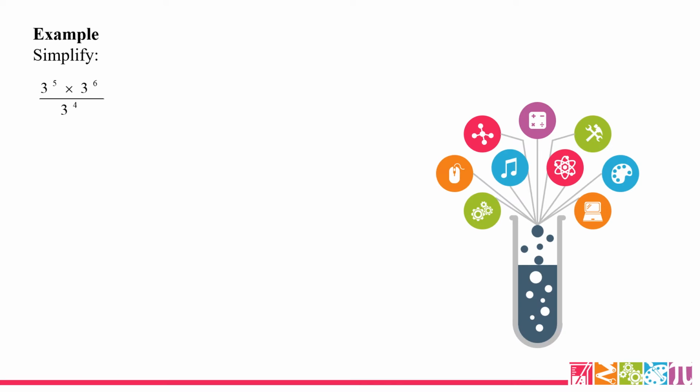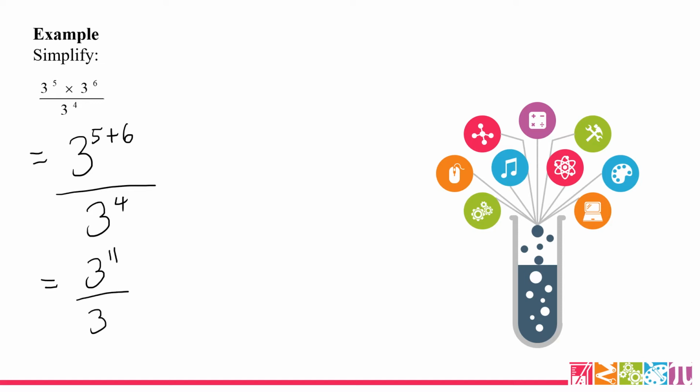Example, simplify 3 power of 5 times 3 power of 6 divided by 3 power of 4. First, the base for the numerator and denominator is already the same. Next step, based on the rules of indices, 3 power of 5 plus 6 divided by 3 power of 4 becomes 3 power of 11 divided by 3 power of 4.